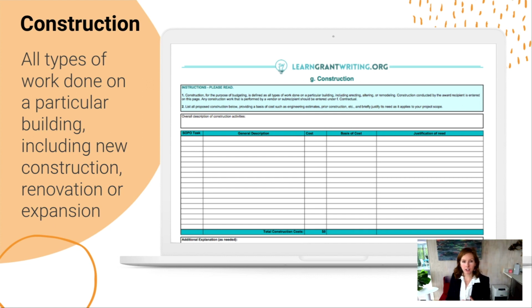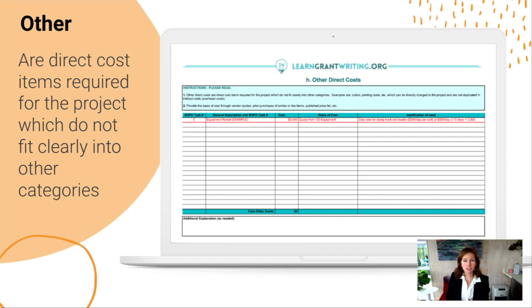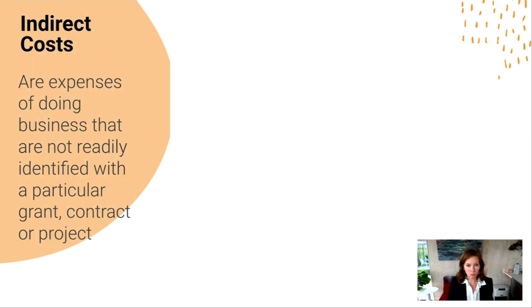Construction is probably not something most of you will be running into, but for anyone that is doing renovation or construction of a new building or any sort of altering of a facility, you would put your construction expenses here. Other direct costs are basically anything that's not fitting into the other categories, right? So maybe an equipment rental fee or whatever. If you can't figure out where something else goes, that is a safe place to park it.